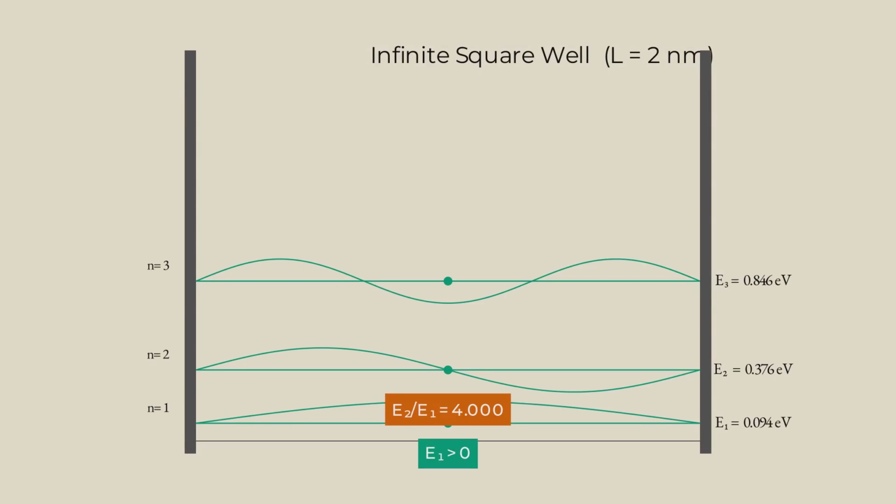Second, E1 is above 0. The ground state rests at 0.094 electron volts. No matter how you cool this system, the particle never stops. Both correct. Ready to iterate.